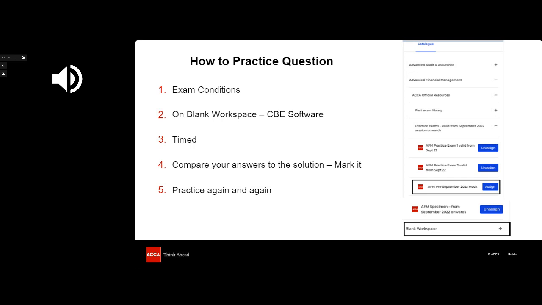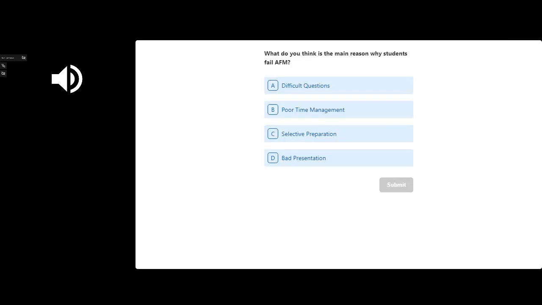Now, what we've noticed is that, what do you think? Your friends and others who've written AFM, why do many students fail AFM? What is the reason behind failing it? Could you participate in the poll and tell me why you think students fail AFM? Is it difficult? Is it because of time management? Is it because of selective preparation? What do you think the reason is behind students not clearing AFM? Why do they fail? Let's have your perspective. Why do students not score well? Why do they fail marginally?